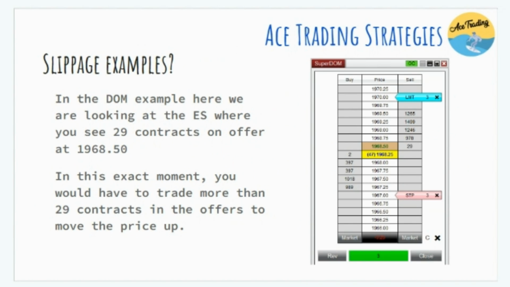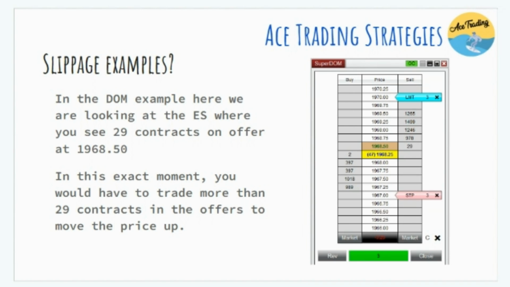The best way to explain it is using a DOM. So this is the DOM from NinjaTrader. The DOM allows us to see the different prices, and also the orders that are sitting there ready for us to trade with. If you haven't seen a DOM before, you can see that price is in the middle.